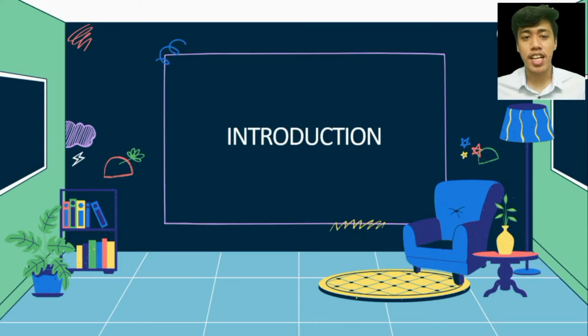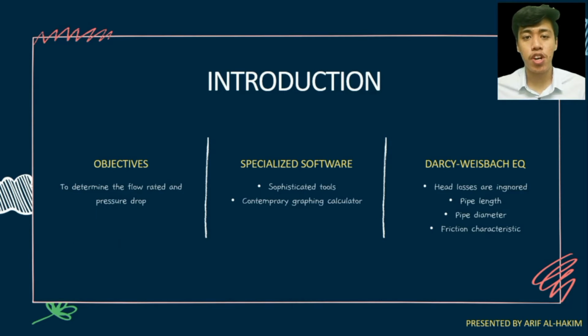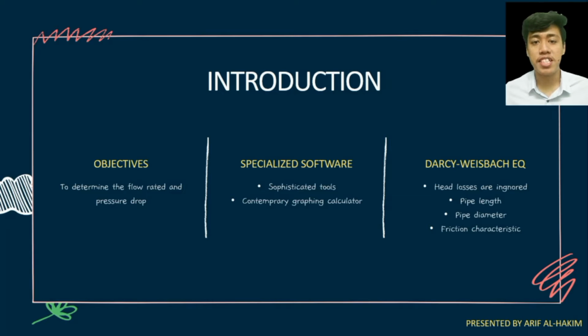For the introduction, the analysis of fluid flow through a hydraulic network with very few or many interconnected branches is categorized as pipe network analysis. The objective is to find out what the flow rates and pressure drops are in each segment of the network. To solve the issue, water utilities mostly use specialized software. However, it may be solved with less sophisticated tools such as a spreadsheet, Solver or a contemporary graphic calculator.